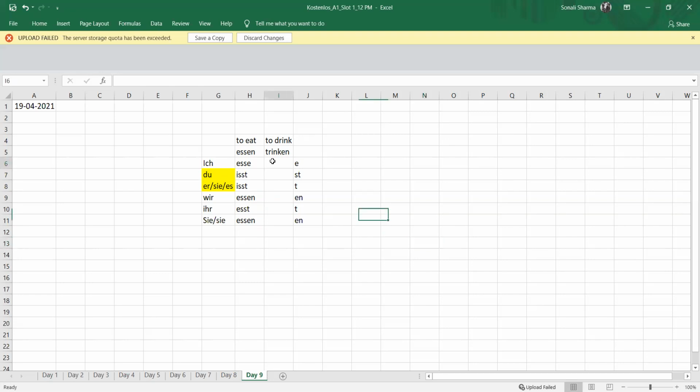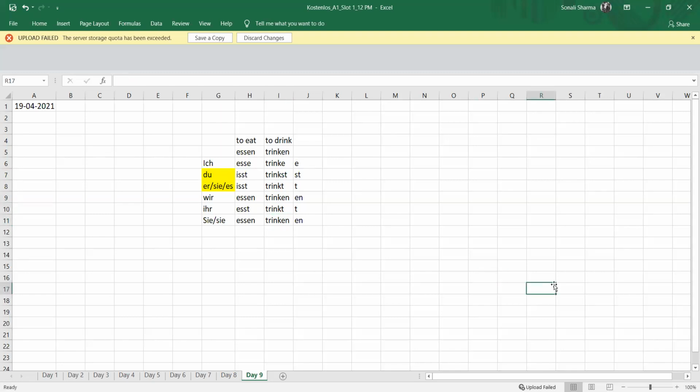Let's come to the trinken part. Ich trinke, du trinkst. Next we have er/sie/es trinkt. Next we have wir trinken. Ihr trinkt. And sie and Sie trinken.